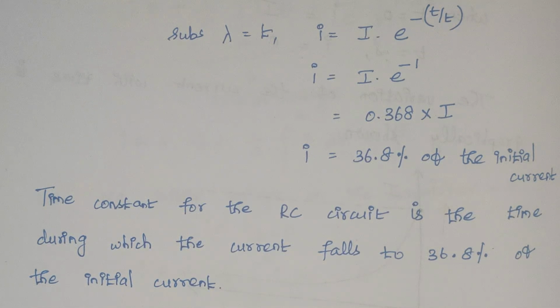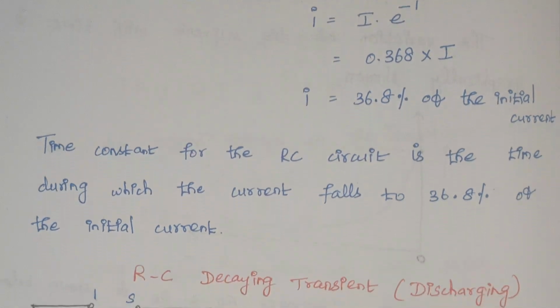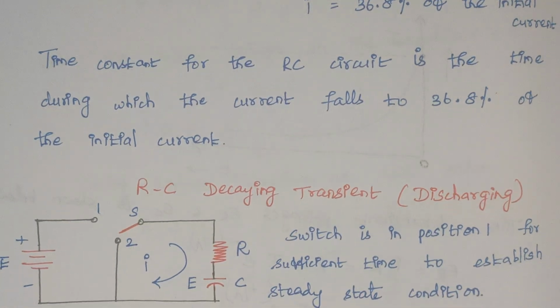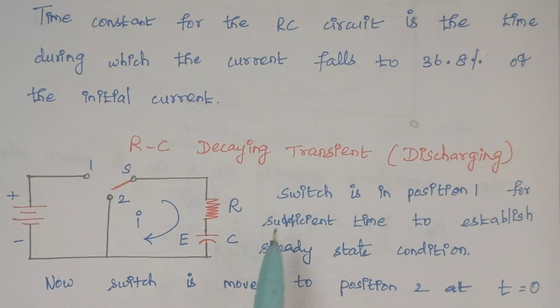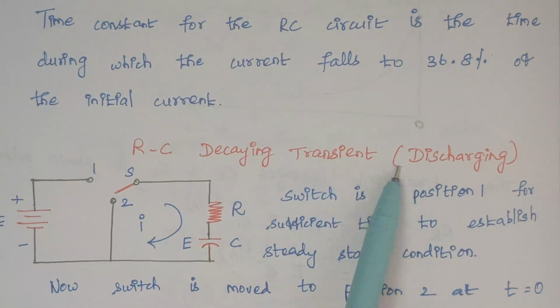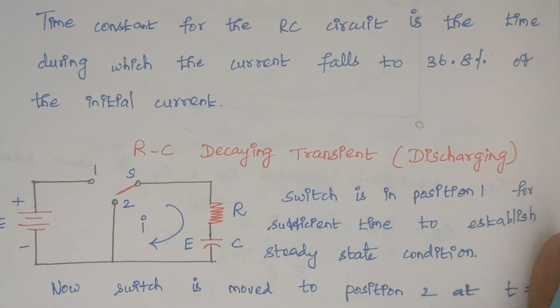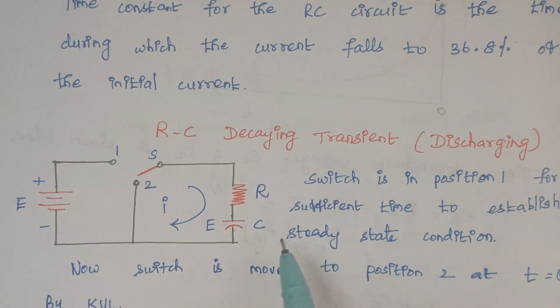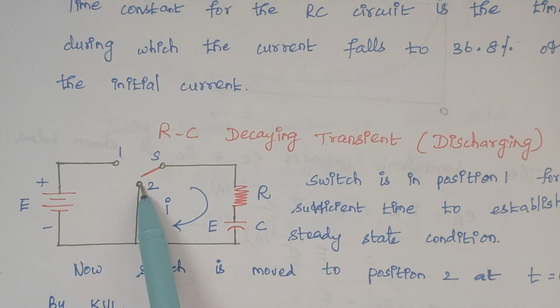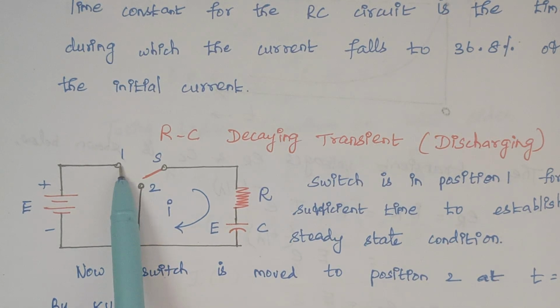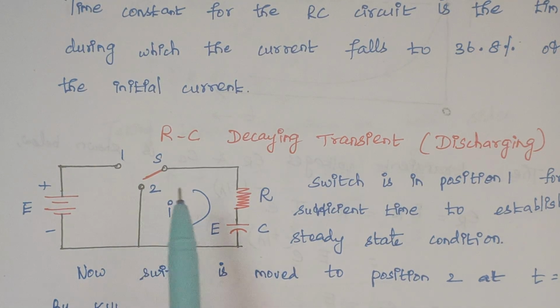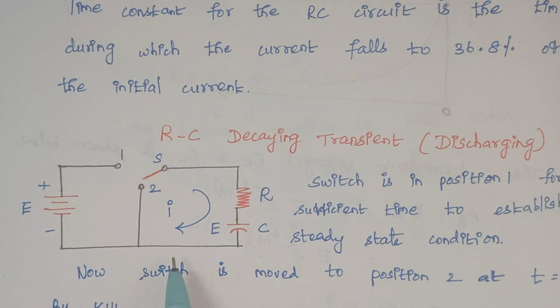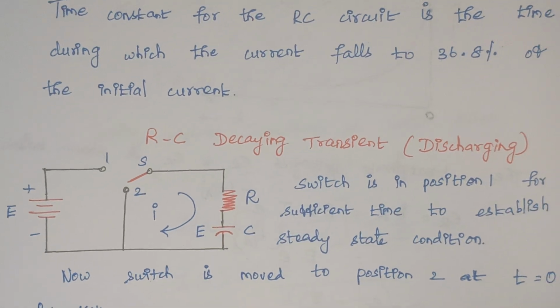Now we are going to see this decaying transient, that is, the discharging derivation. So here consider this circuit. This is your RC decaying transient, that is, discharging. Here you see again we are having the same circuit diagram, but the extra part is that we are having a position 2. So this is your position 1 and this is your position 2, and let I be the current that flows through the circuit here.